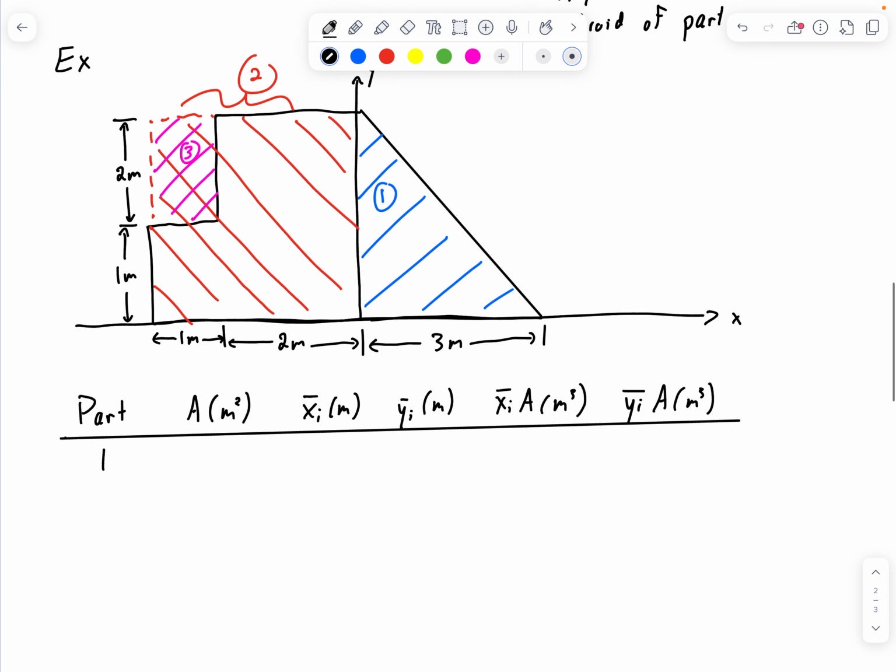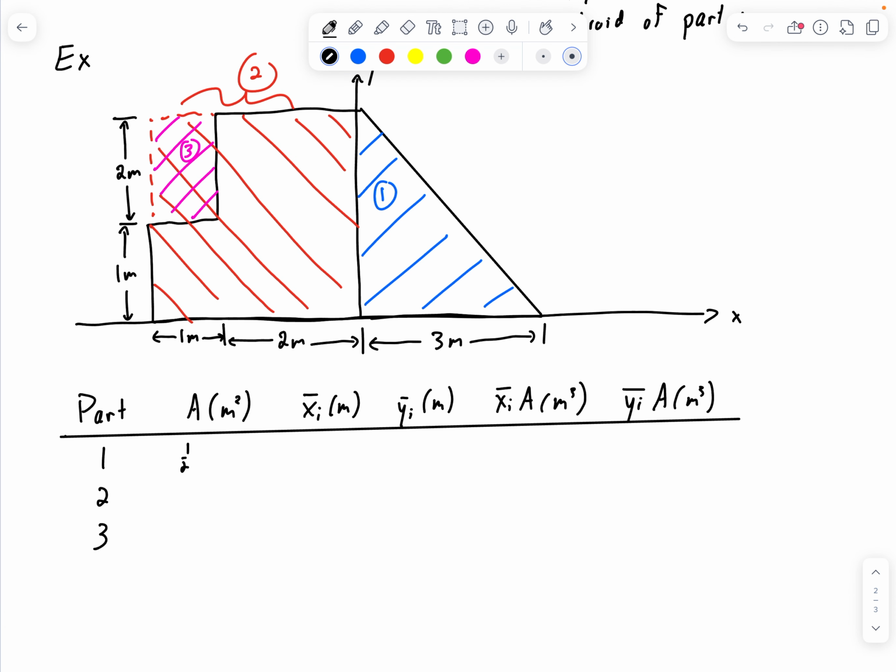I'll write down parts 1, 2, and 3, and we'll have a row for each of those parts. We'll find the area of each of these parts. The area of part 1 is 1/2 times 3 times 3, which equals 4.5. The centroid of part 1 is 1 meter. The centroid in the y direction is also 1 meter. That's 1/3 in both directions. Now here we have xi bar times a, so we're just multiplying those two together to get 4.5 and 4.5. So that's part 1 sorted.